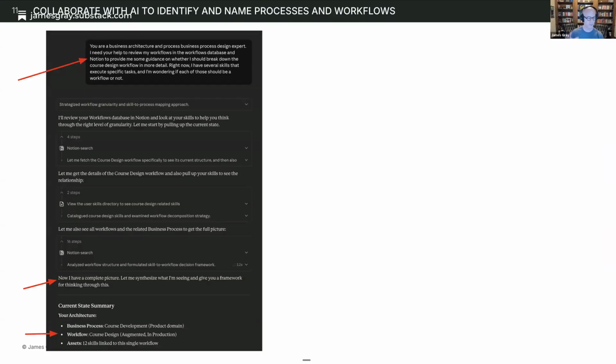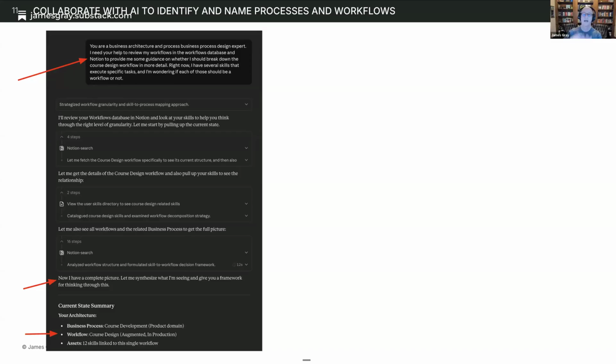So this actually is a real thing from last weekend. I'm an instructor, and there was a workflow that I had identified, but it just felt too big. It felt like there was so much there. And so here's what I did. This is the actual example screenshot. I talked to Claude, and I did a little role playing. I said, "You are a business architecture process expert. I need your help to review this workflow that I do around designing courses and content and everything else." And in so many words, I said, "Hey, I've got a lot of tasks here, and I'm wondering if this should be one workflow or more than one, right?"